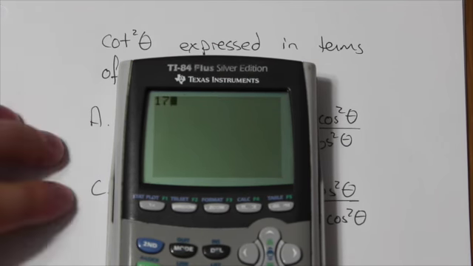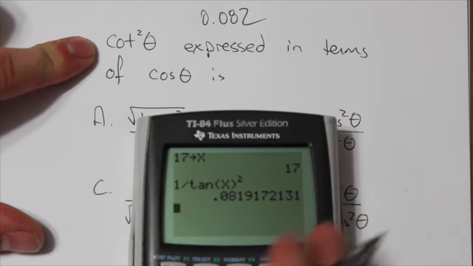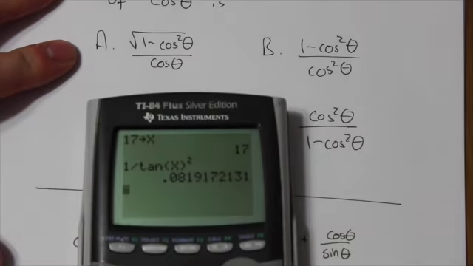So now what I'm going to do is evaluate cotangent squared of X. So 1 divided by the tangent of X, squared. And I'm going to note that that answer is 0.081 or 82, I suppose. Okay, so now I'm going to go to each one.